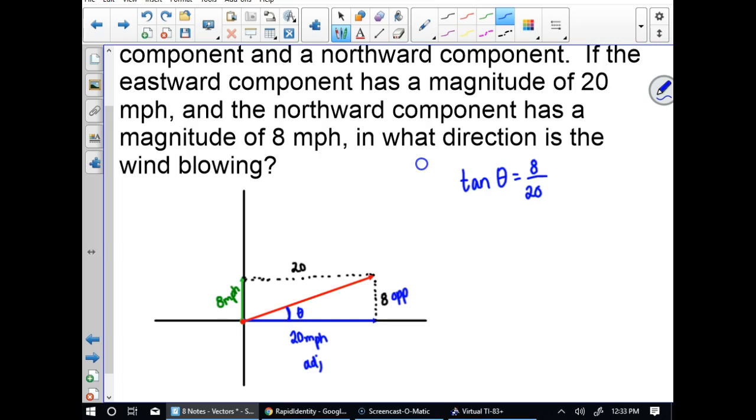And Emily, what do we do to get rid of tangent? How do we solve that? Inverse. So we do inverse tangent of 8 over 20. And when we do that, inverse tangent of 8 over 20 is going to give us theta is 21.801 degrees.